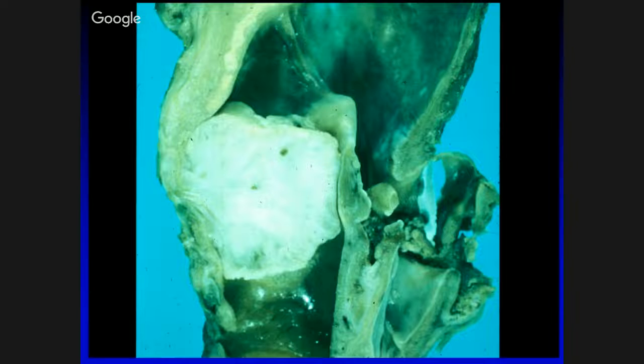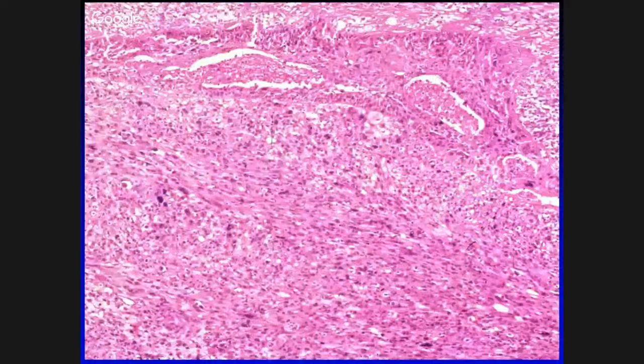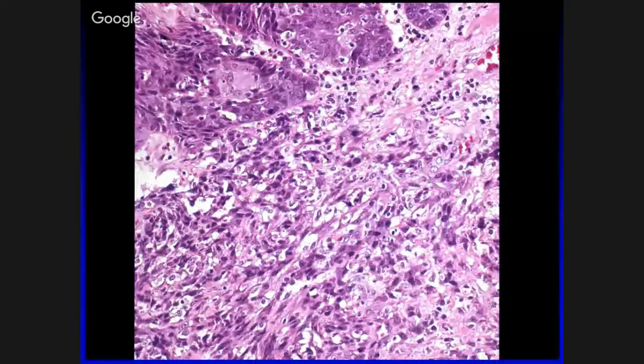Here's a polypoid lesion of the vocal cord that's nearly compromised the airway. This one did compromise the airway. So when you see the combination of squamous cancer, whether it's intraepithelial dysplasia or invasive cancer, and an intimately associated malignant spindle and pleomorphic cell population, that's spindle cell squamous carcinoma.